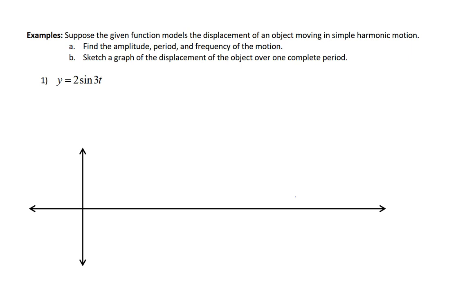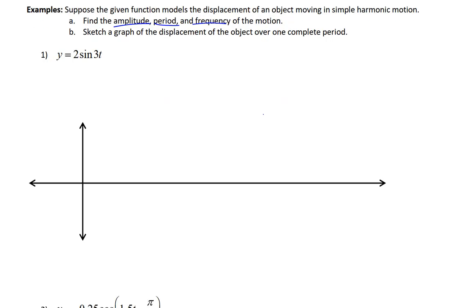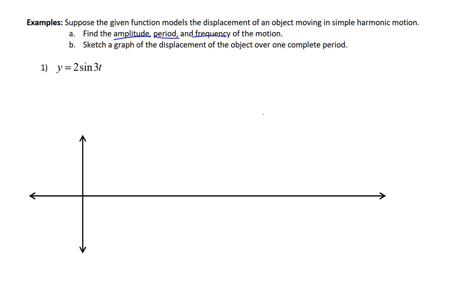We want to do a couple things. So part A says find the amplitude, period, and frequency of the motion. Well, thankfully, we had formulas for that stuff directly above, so I think we'll be able to plug those in just fine. And then secondly, sketch the graph of the displacement of the object over one complete period. Well, that's actually a lot like we did before, except it's even less now because it's only one complete period.